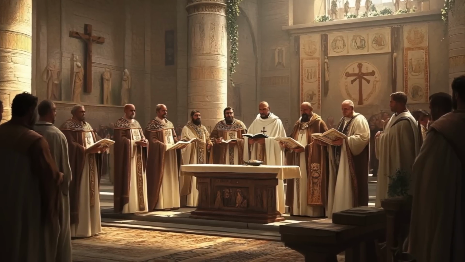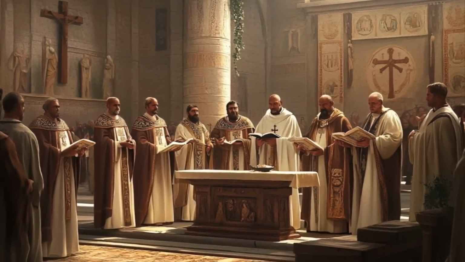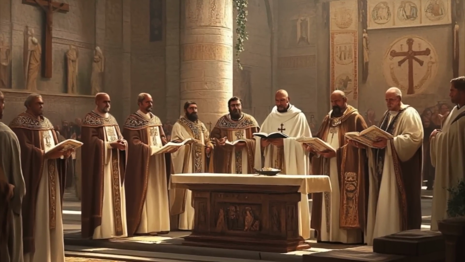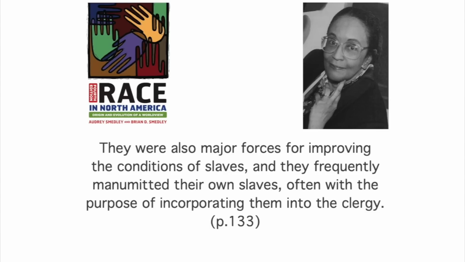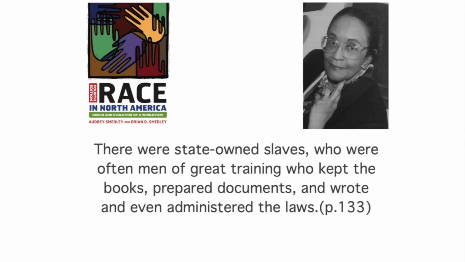From their beginnings, the Roman Catholic and Byzantine churches were major slave-owning institutions, as had been their ancestral pre-Christian temples of the ancient world. They were also major forces for improving the condition of slaves, and they frequently manumitted their slaves, often with the purpose of incorporating them into the clergy, which is the religious leadership. Some high church officials, including a few popes, were descendants of slaves or were themselves born into the condition of slavery. There were state-owned slaves, who were often men of great training who kept the books, prepared documents, and wrote and even administered the laws.